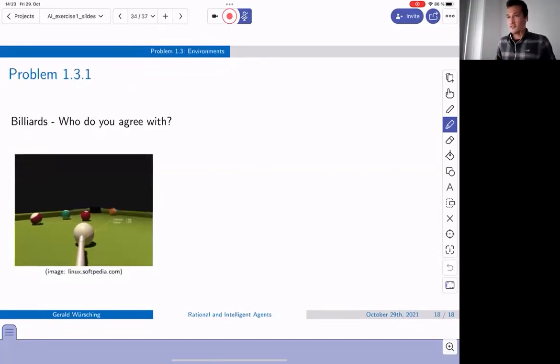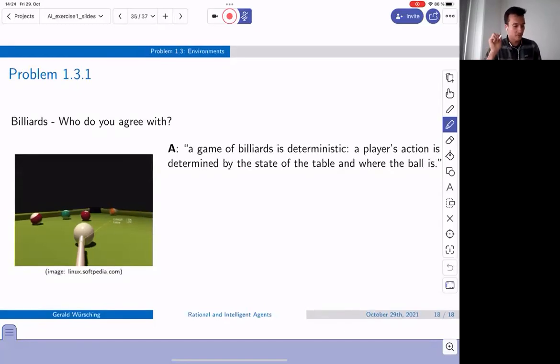All right, then in the end, we have a general text question. It's basically a little bit of a discussion question, and it should let you think a little about the difficulty of characterizing environments and determining whether, for example, environments are stochastic, deterministic, and so on. And that's why we have this problem where we have 3 different opinions about a game of billiards. So the first opinion is from Andrea.